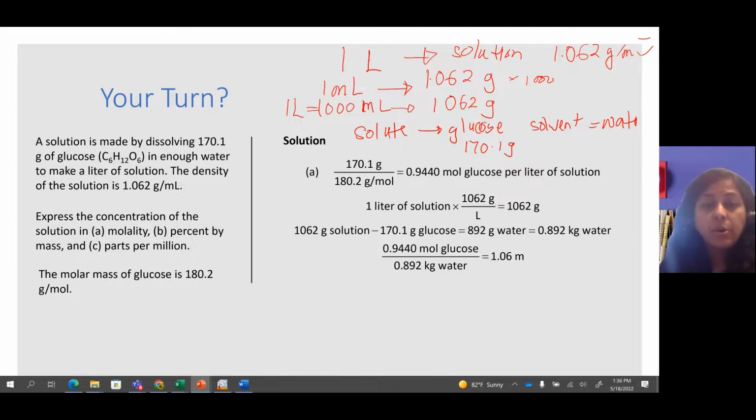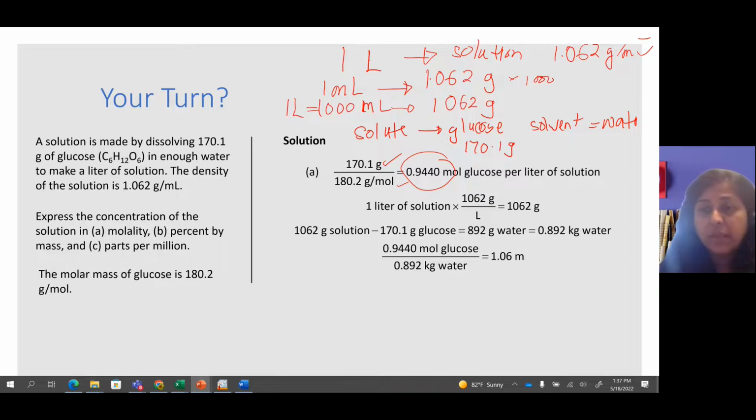So we need to find the molality. In order to find the molality, what is molality? Moles of solute divided by the kilograms of the solvent. So we need to find the moles of the glucose. This is the mass of the glucose, and this is the molar mass of the glucose. You divide the mass of the glucose by the molar mass, and this is the amount of moles of glucose dissolved in this solution.